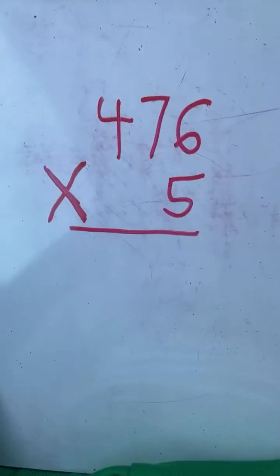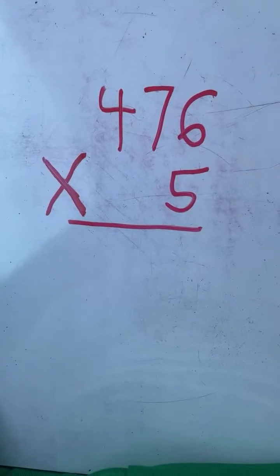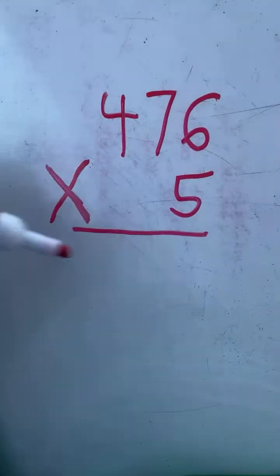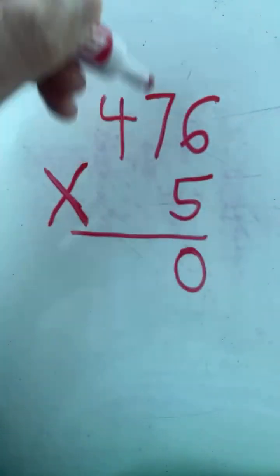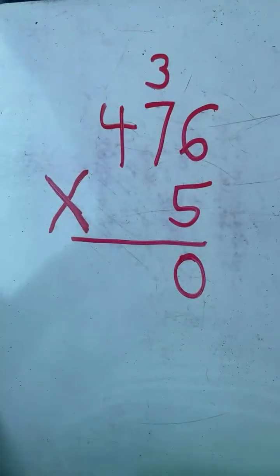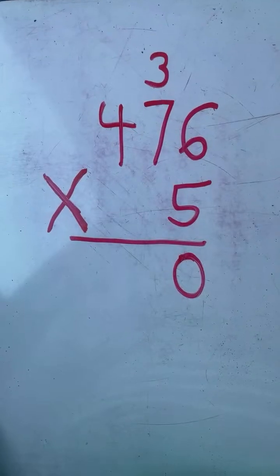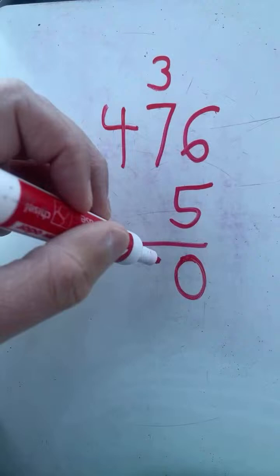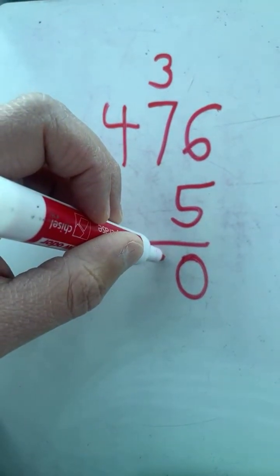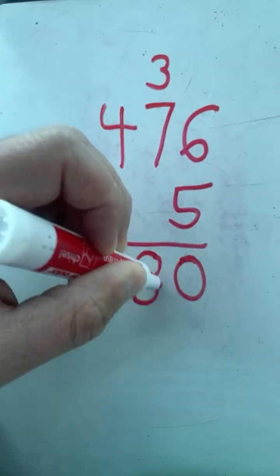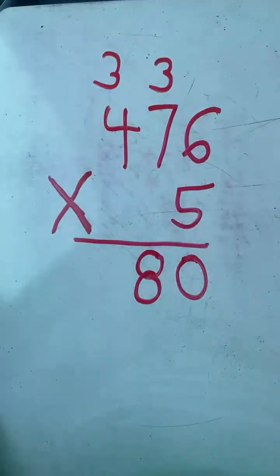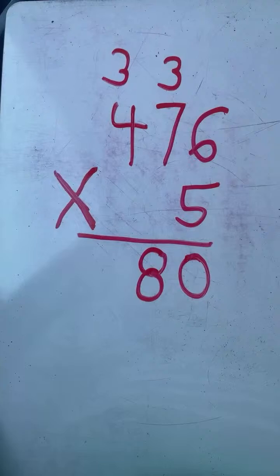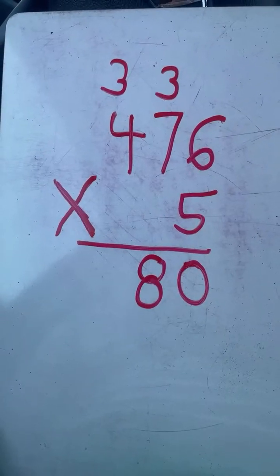So we have 476 times 5. So starting in the ones place, 6 times 5 equals 30. 0, carry the 3. 7 times 5 equals 35. Plus 3 equals 38. 8, carry the 3. 4 times 5 equals 20. Plus 3 equals 23.